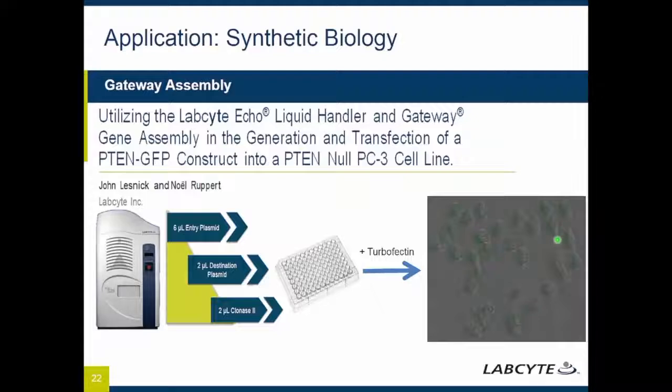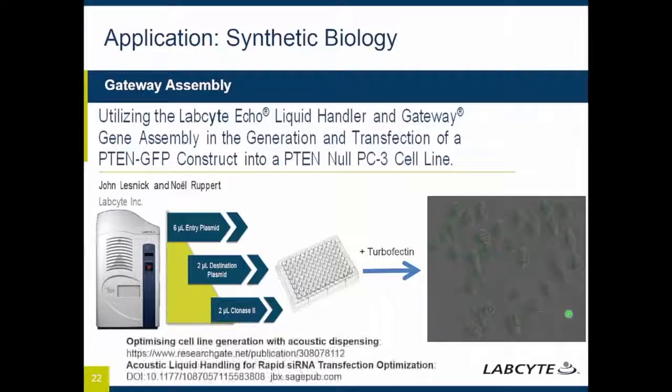I won't go into all of the details of the method, but briefly, the ECHO was used to combine the Gateway reagents with ratios to ensure high efficiency of gene assembly. To this well, the transfection reagent Terpofectin was added, and then cells with the ECHO. This reiterates the point that this is a polyclonal population. Now, we don't have time, but this application incorporates several additional applications where the ECHO provides benefits.